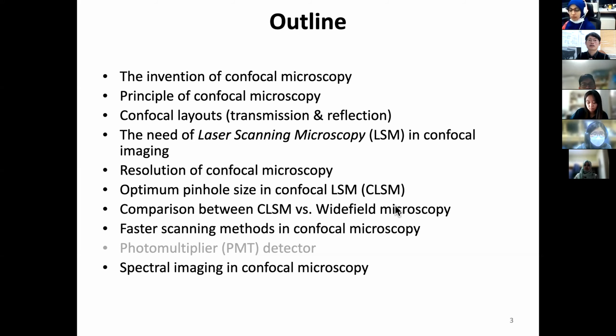And also, as with all laser scanning microscopes, what it means is you are scanning point by point. So to generate a 2D image, you have to scan point by point. So let's say 1,000 by 1,000 pixels, you have to scan a million pixels at a time. So that intrinsically makes this type of laser scanning very slow, but there are tricks to make it fast. So we will discuss faster scanning methods.